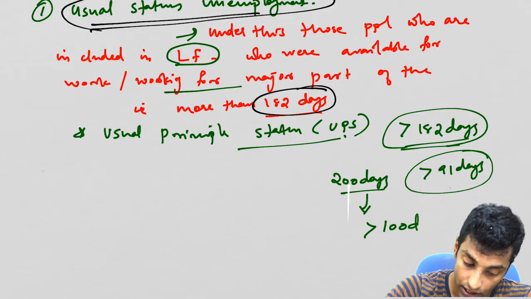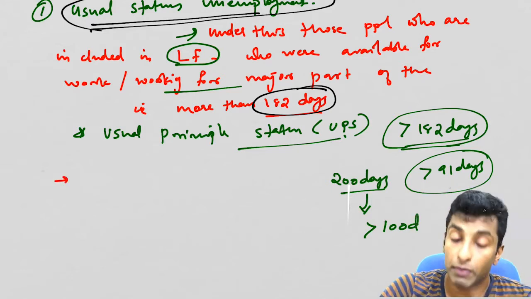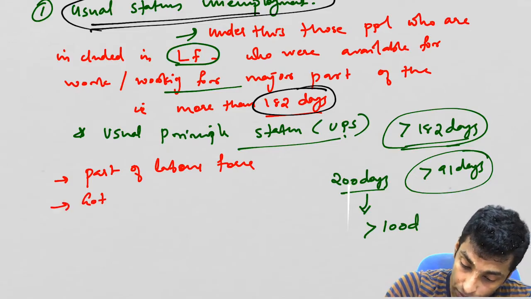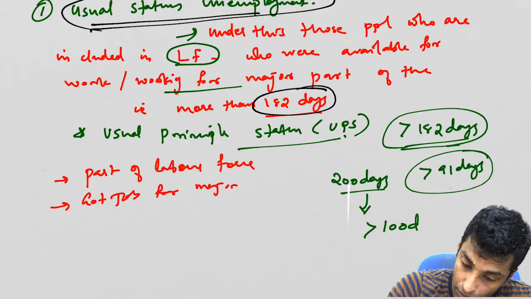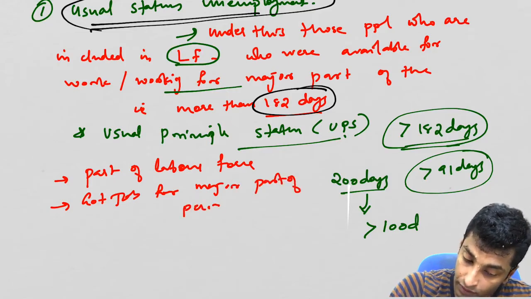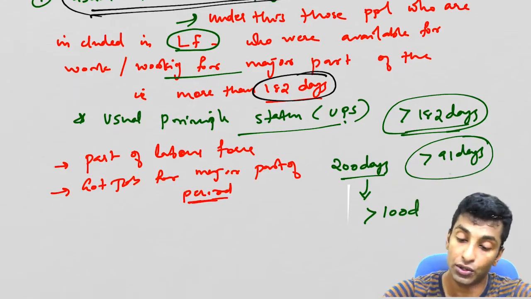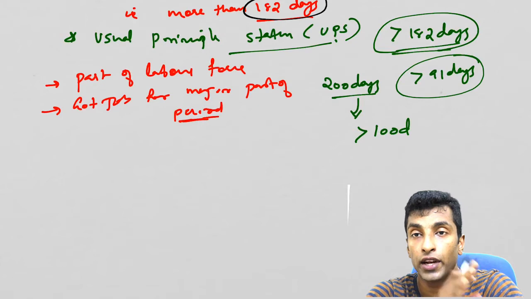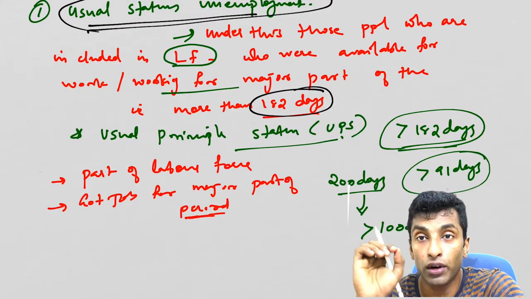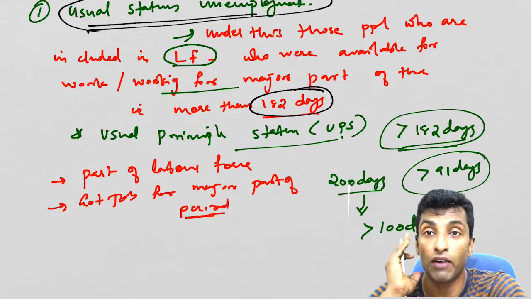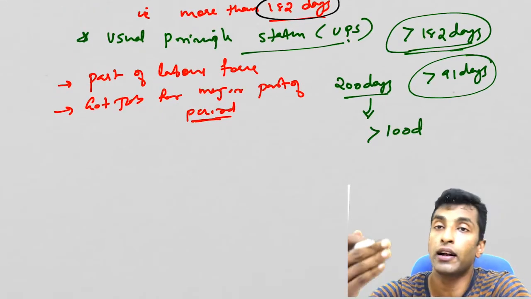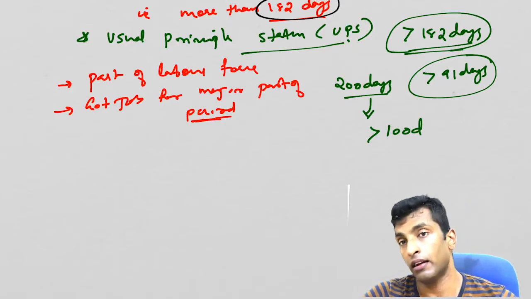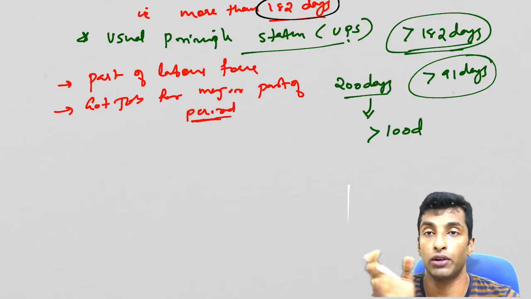I hope you understood. So the first condition is that you should be part of the labor force and got a job for a major part of the period during which you are available for work. So first you need to be part of the labor force, as I have already discussed. The labor force is that particular category of 15 to 59, and here you will be considered part of the labor force only if you are available for work for more than 182 days. Then unemployment and employment is based on this criteria. If you are getting a job for more than half of the days which are available, then you are considered employed. If you are not getting a job for more than half, then you are considered unemployed.